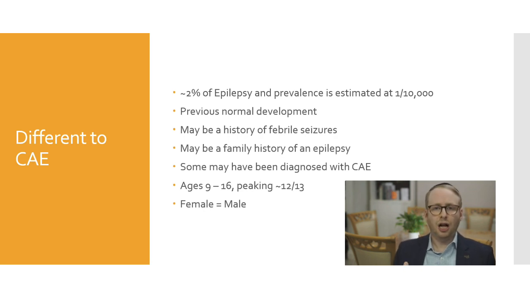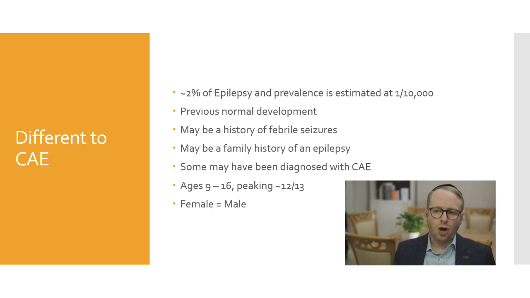Now, previously, before developing these seizures, they will have had normal development, and a small proportion will have had a history of febrile seizures. You can see a separate video to that by clicking on the icon above. And then maybe a family history of an epilepsy. It doesn't have to be the same as juvenile absence epilepsy, but it's an epilepsy as well. Some may have even been diagnosed previously in the earlier years with childhood absence epilepsy and are now being re-diagnosed or reclassified into juvenile absence epilepsy, and we'll talk more about that a little bit later on.